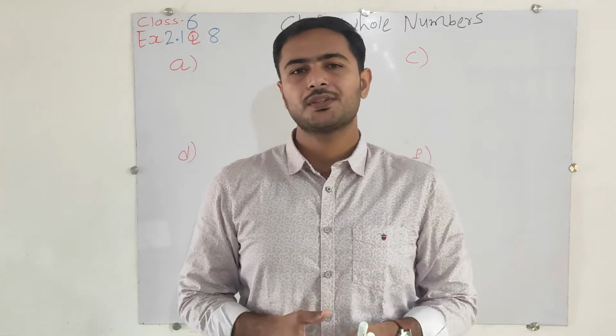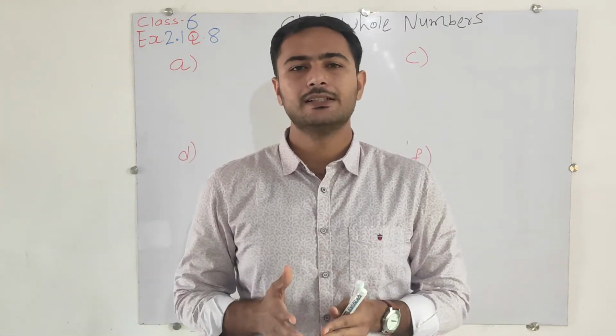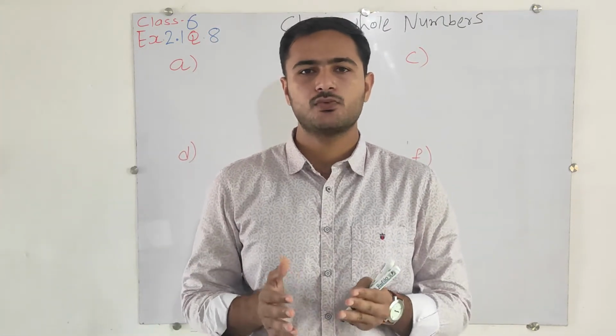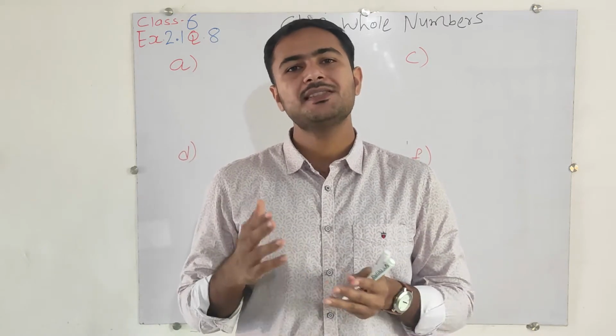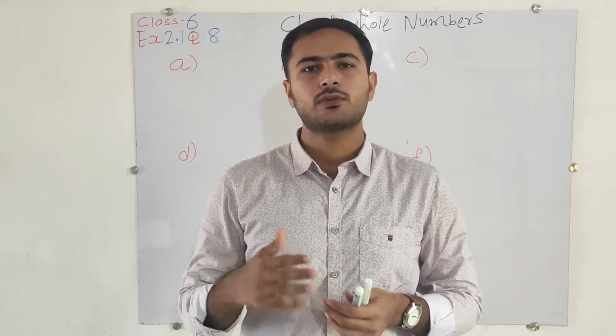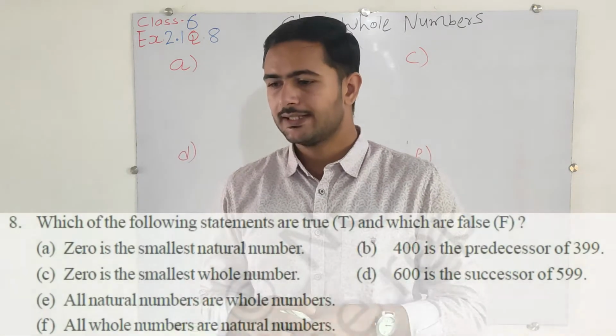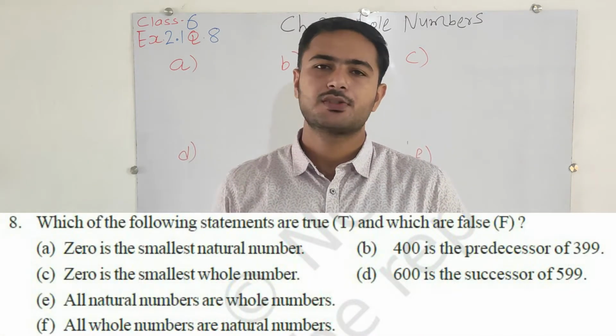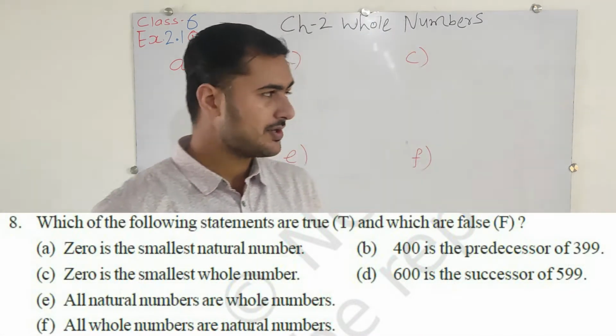Now the question number 8. In question number 8, different statements are given, okay, and we have to check whether the given statement is correct or not. So let's start with the first one, that is A. Okay, that is 0 is the smallest natural number. 0 is the smallest natural number.